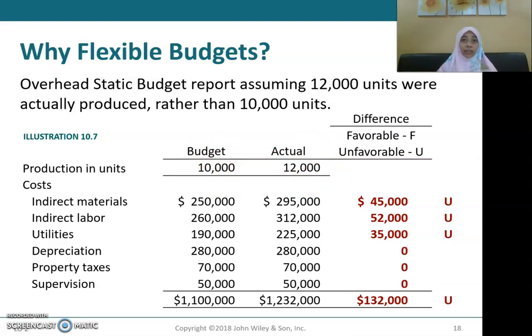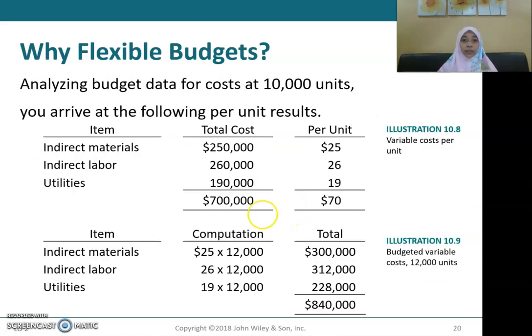So in that case, your comparison will be meaningful. Hopefully you understand that. So now what you need to do, how to do the calculation, or how to flex your budget. You analyze your budget data for cost at 10,000 units. Here you are being given the cost for your indirect material 250,000, the indirect labor 260,000, and utilities 190,000.